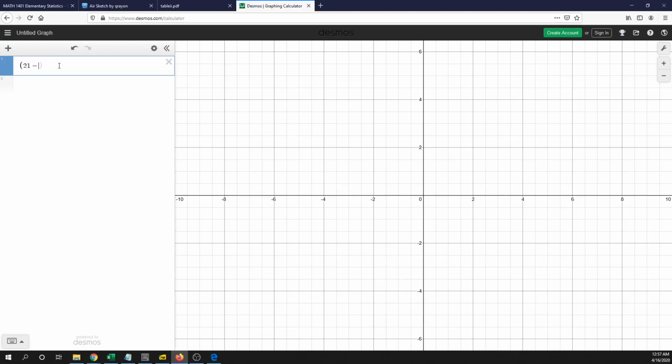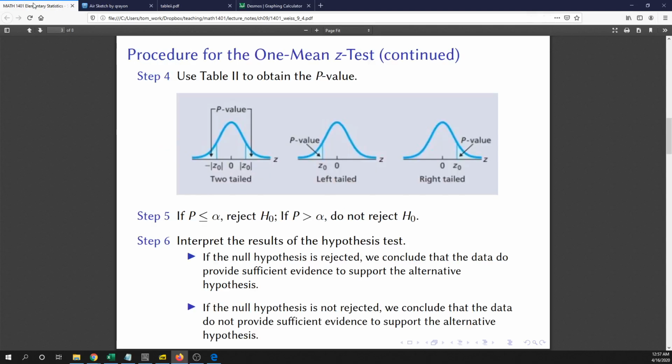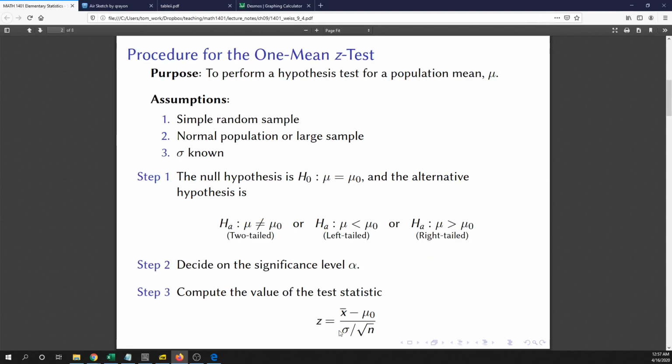So 21 minus 22, divided by 4 divided by the square root of 32. That comes out to be minus 1.41. So we're done with that step. We have calculated the value of the test statistic. So on to step 4.